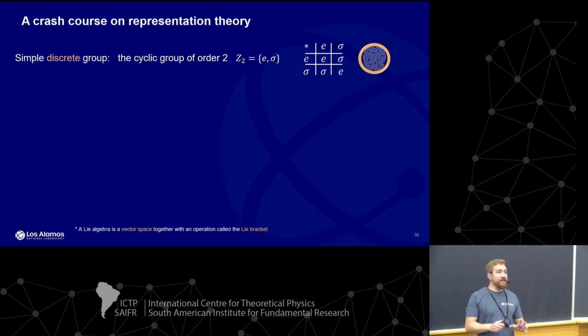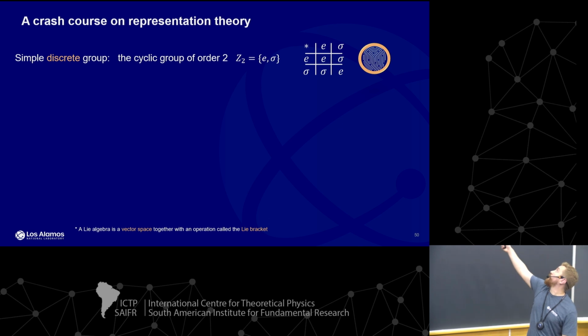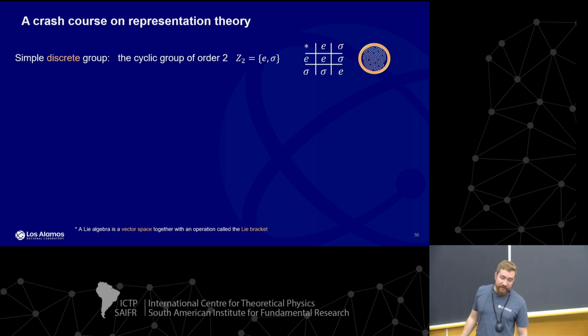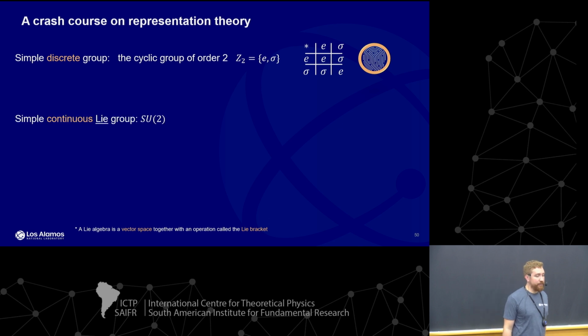Now, these are abstract objects. Don't think about this as matrices or something like that. They're just abstract objects. And this thing right here, which is called the Cayley table, is in a way the fingerprint of our discrete group. So if I give you a discrete group, you just build a table of how things are composed among each other, and that is going to tell you what is the underlying group.